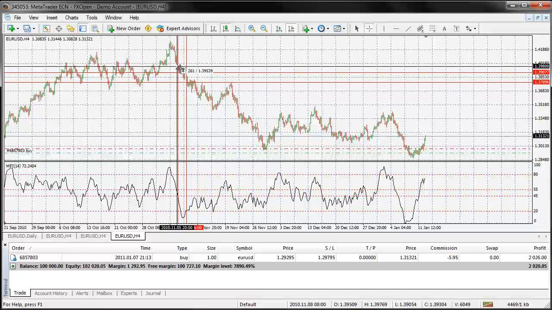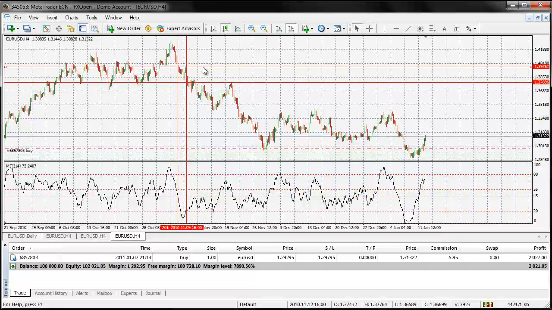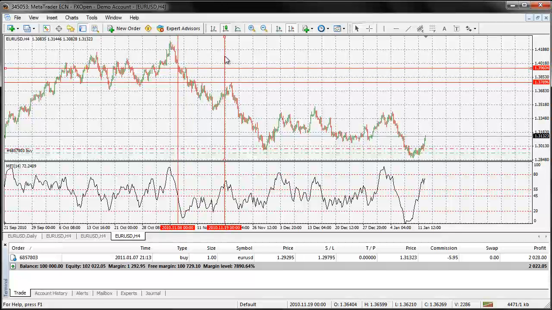So our pip gain would be, okay, where would we be getting out? I'm not sure, I can't really see that line. Let's just move that. Okay, so it's at the top. Alright.